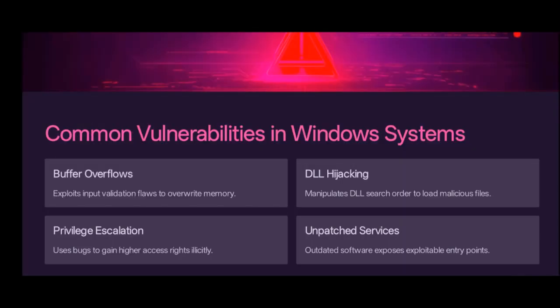Common vulnerabilities in Windows systems. Introduction. Microsoft Windows, as a dominant operating system in enterprise and consumer markets, is a major target for cyber attacks. Its wide deployment and complex architecture make it susceptible to a wide range of vulnerabilities. These vulnerabilities arise due to misconfigurations, outdated software, poor access control, insecure default settings, or flaws in the operating system's components themselves.